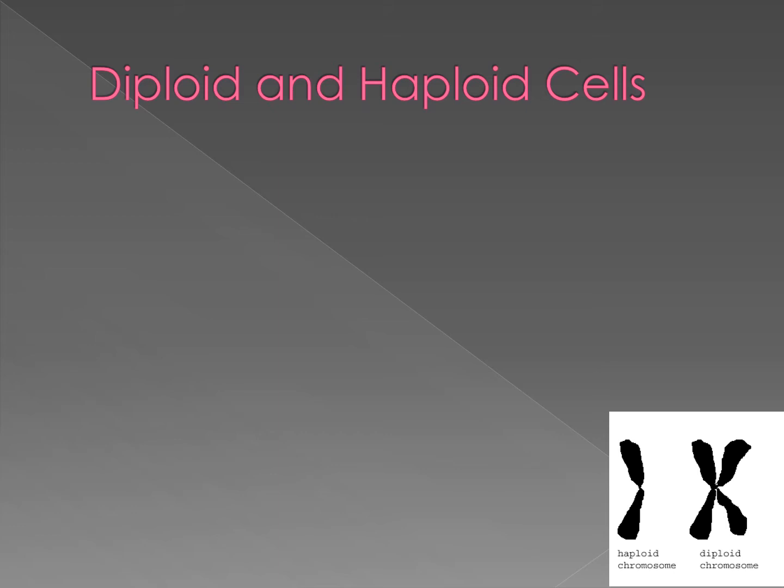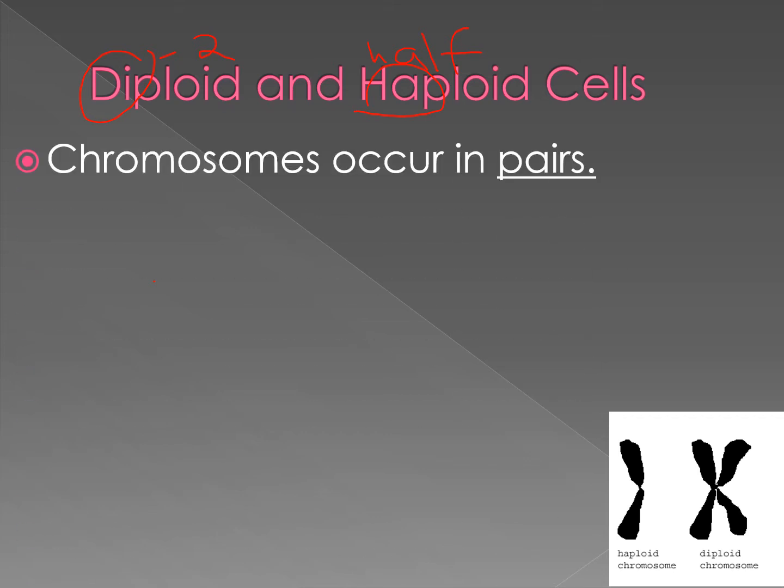So diploid versus haploid cells. All right, so one of the first things I want you to understand is di, or diploid. So di means two. Hap is basically going to say half. It's going to be half.